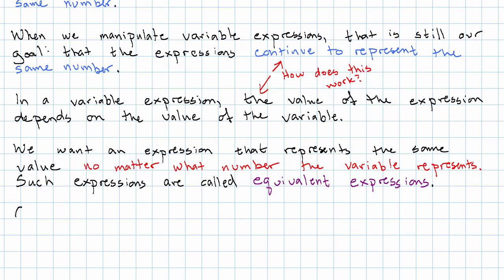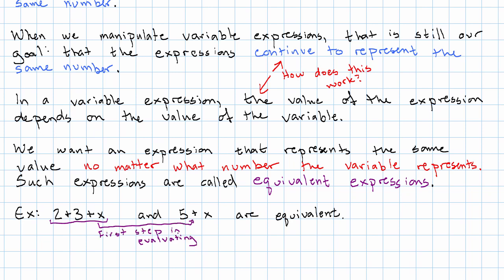So, for example, the expressions 2 plus 3 plus x and 5 plus x are equivalent expressions. Why? Well, the first step in evaluating this expression would be this first addition, 2 plus 3, and therefore, no matter what x is, we'll add 2 plus 3 first, and then add x to it.